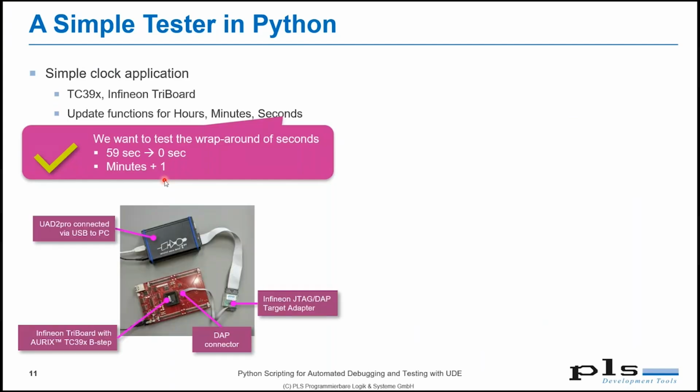So that's the hardware setup on my desk. I use a UAD2 Pro to connect via the DAP interface. That's the UAD2 Pro here. This is a part of our Universal Access Device family. And we connect using the DAP interface to the TriBoard with the Aurix. The debug probe is connected via USB to my PC where the UDE is running.